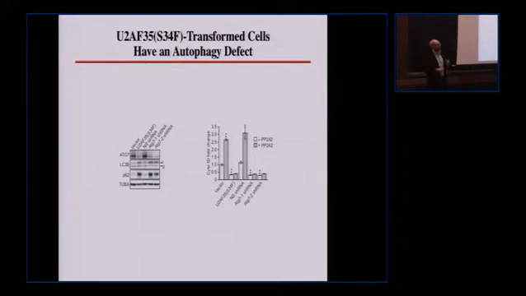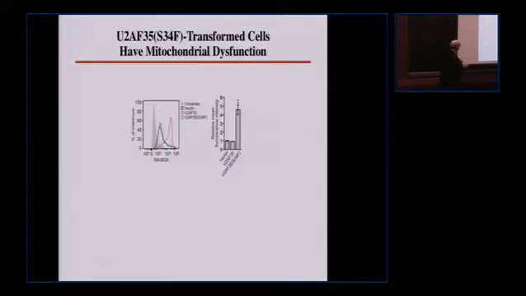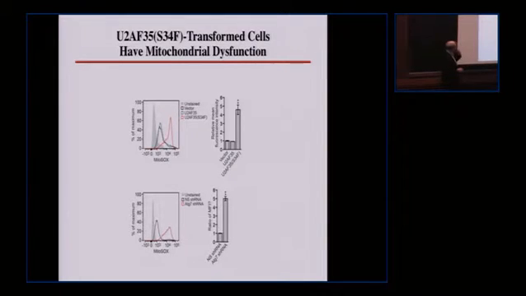One of the hallmarks of cells with an autophagy defect is they acquire mitochondrial dysfunction. One of the readouts of mitochondrial dysfunction is increased reactive oxygen species. And here what we're showing is that U2AF transformed cells and ATG7 knockdown transformed cells have increased levels of reactive oxygen species, here using this dye MitoSOX to measure that.